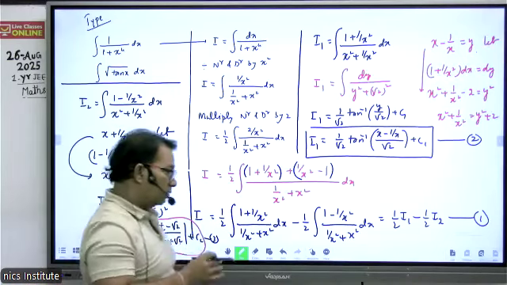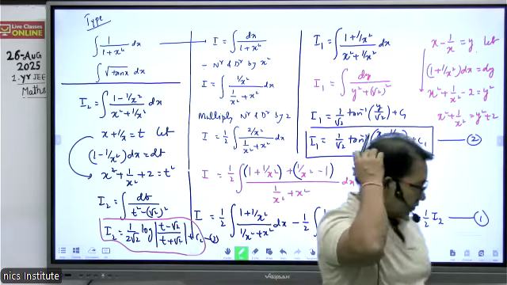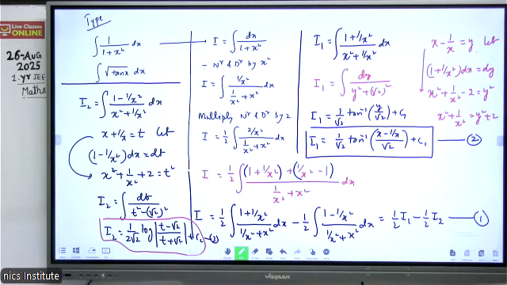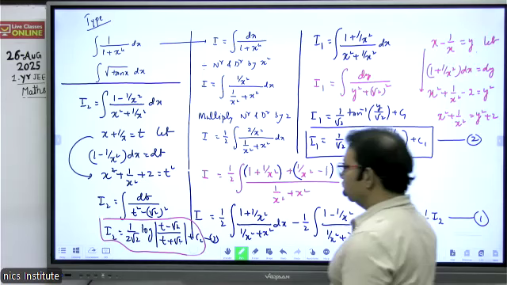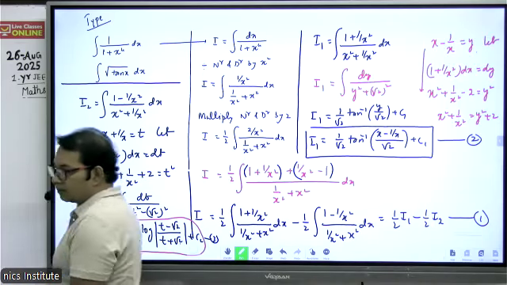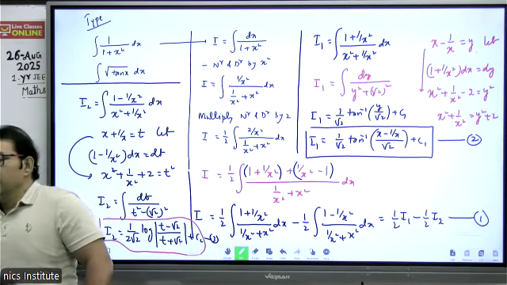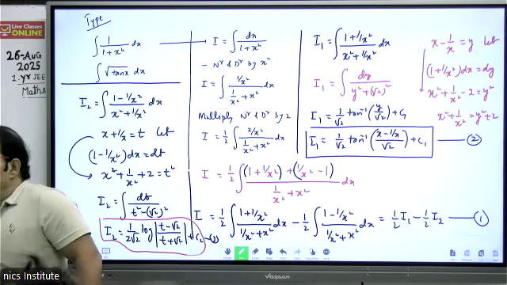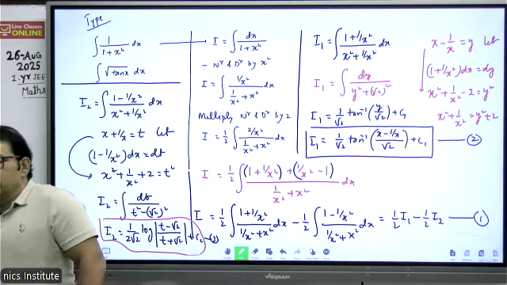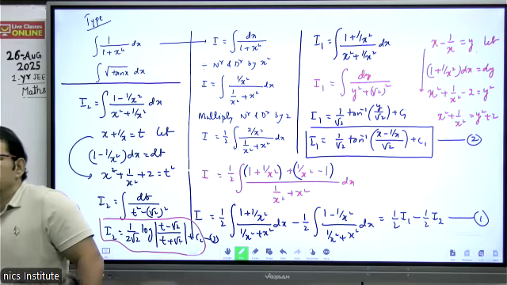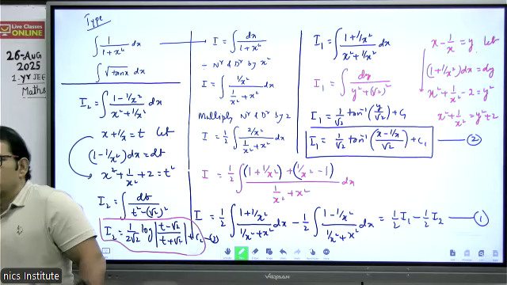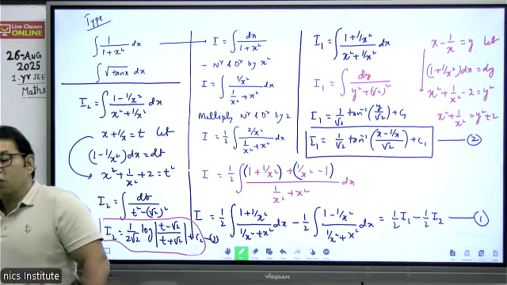So this question is worth 5 marks for boards. Otherwise, entrance also it could be there. And you have a typical method for this. This is how you can answer this question. There's no other method. And all those questions, root tan x, root cot x, they're all the same.